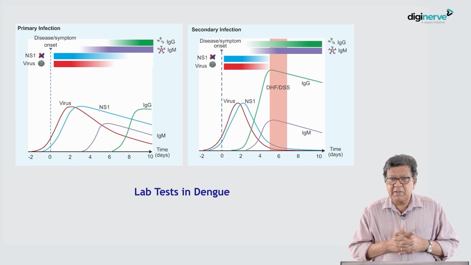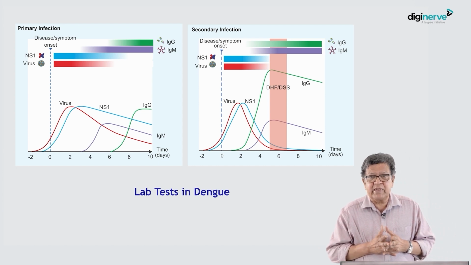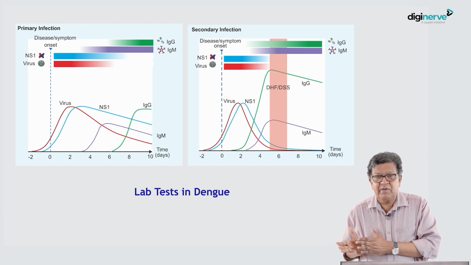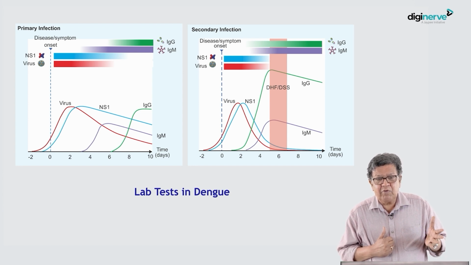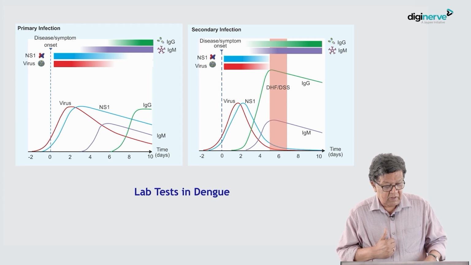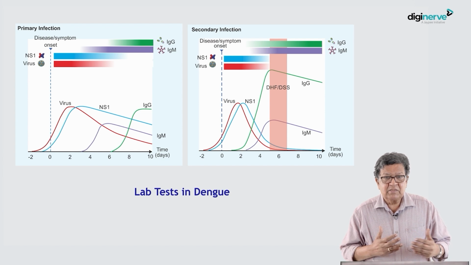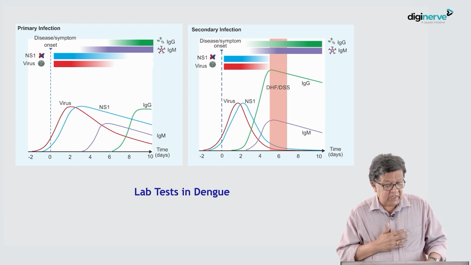Therefore, in a suspected patient of dengue, it is better to do all 3, NS1, IgG and IgM, because depending upon which phase of the disease the patient is in, any one of them can come positive. And if you try to save money and don't do all 3 tests, you might sometimes miss the diagnosis of dengue.